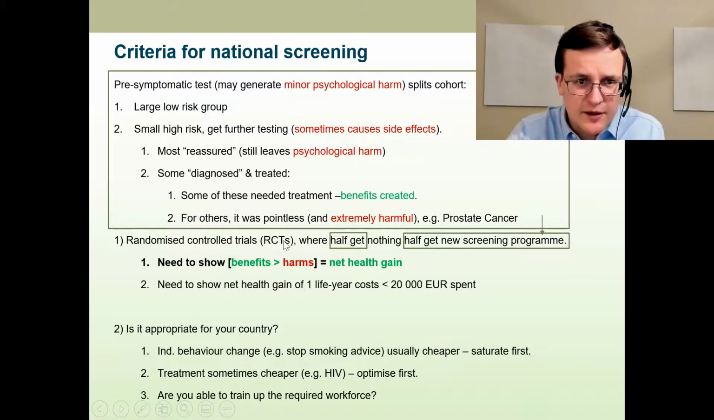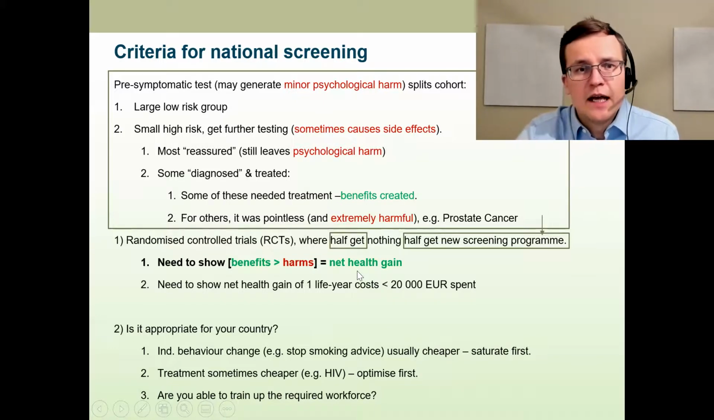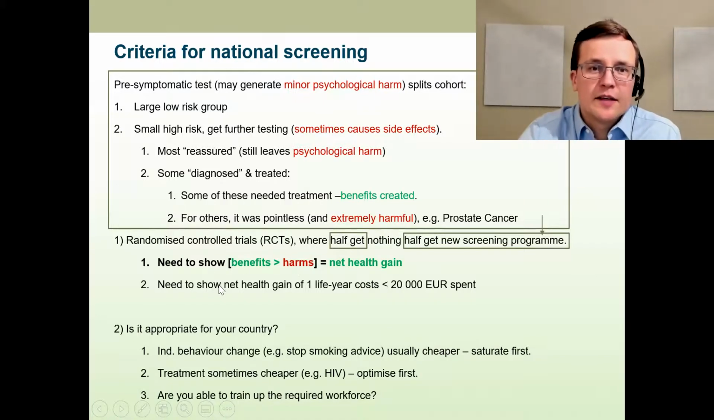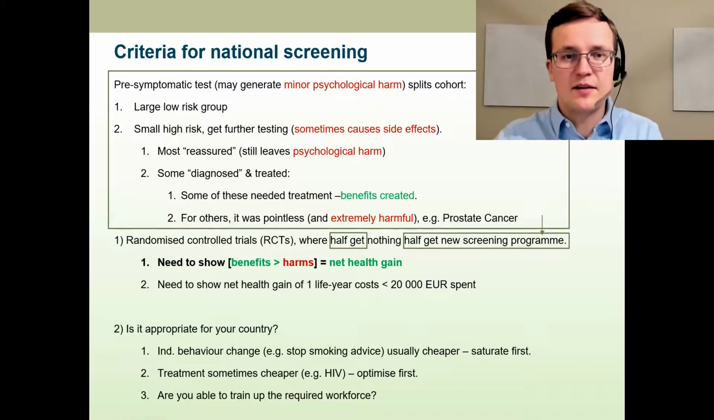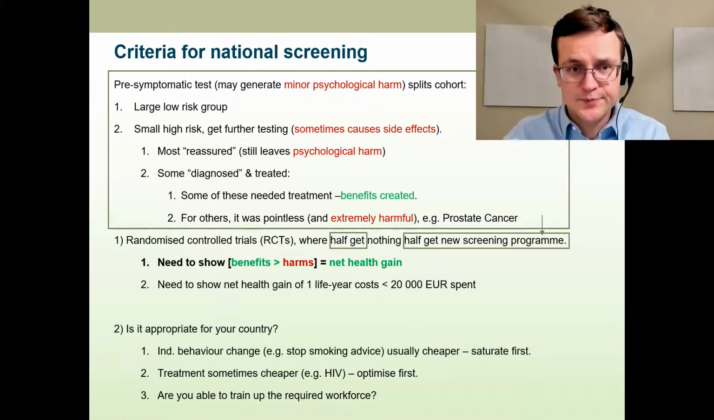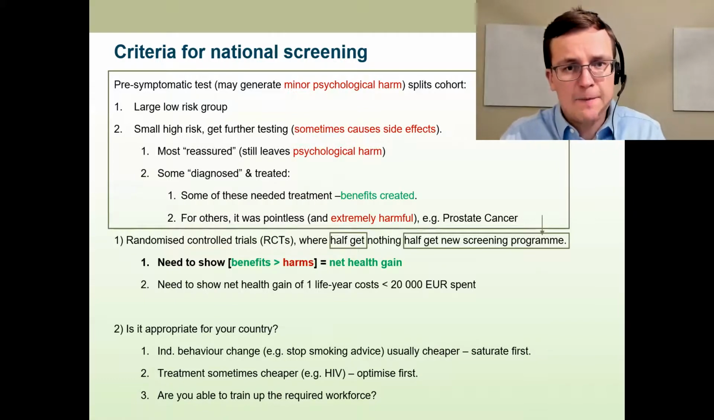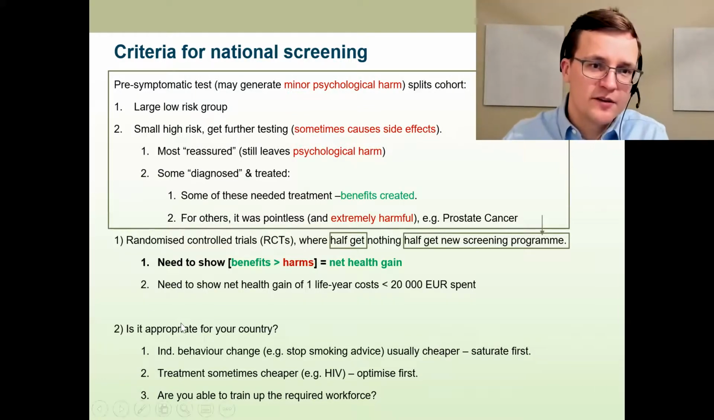And even if you do one and you show that the green bit is greater than all the 4 red bits combined, you secondly have to show that it's relatively cheap, that to save one person's year of life will cost less than about 20,000 euros or pounds for that life year created. And occasionally you've got a few more criteria to think about.